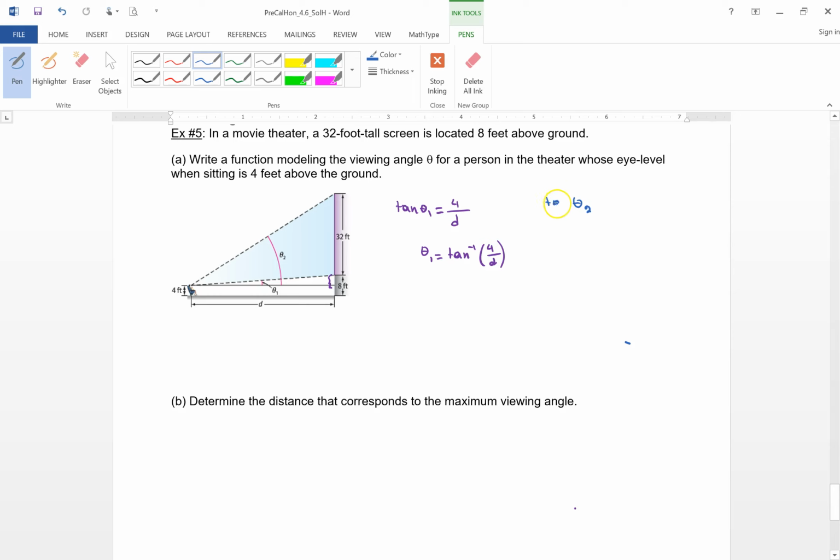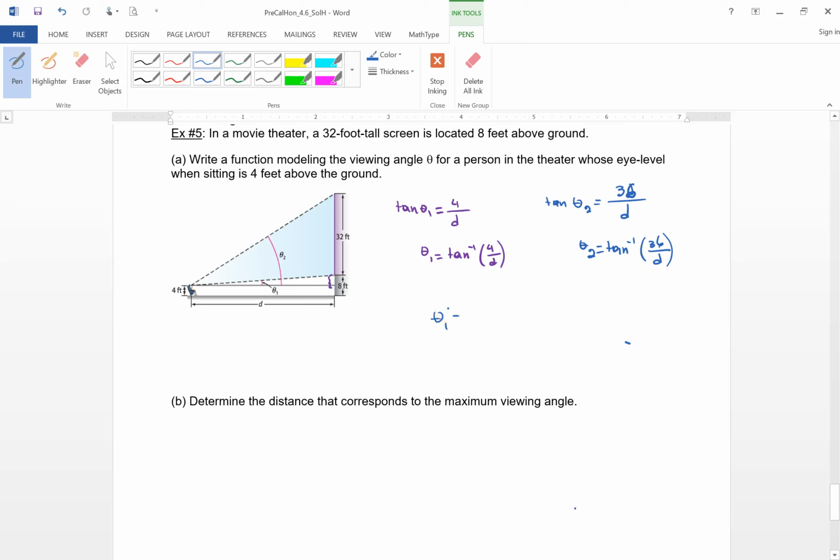All right, for theta 2, again we have tangent, but this time it's what over what? 36. So we have 32 plus that balance of the 4. That's 36 over d. So theta 2 is inverse tangent 36 over d.